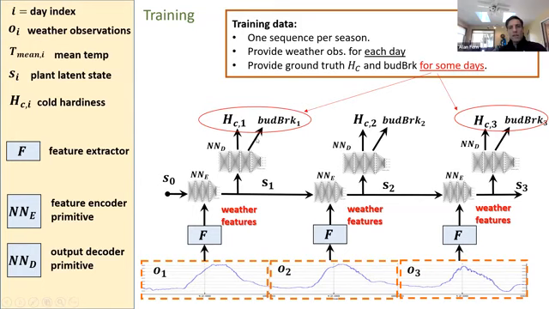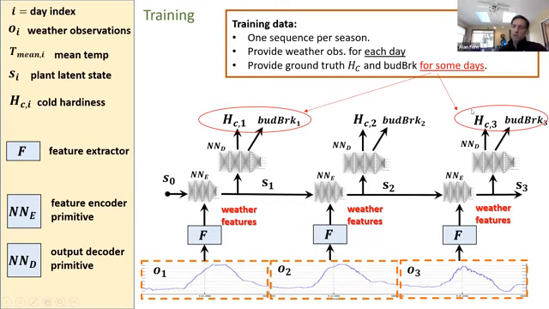Now, how do we train the models? Well, the interesting thing here is we have temperature data or weather data for every day of the year, right? These are from our weather stations. And we use the closest weather station to the site that we're dealing with. But we only have ground truth for cold hardiness on some days, right? They only did this every 2 weeks. So we're going to train our model to make predictions every day, but it's only going to get feedback on some of the days, like every 2 weeks.